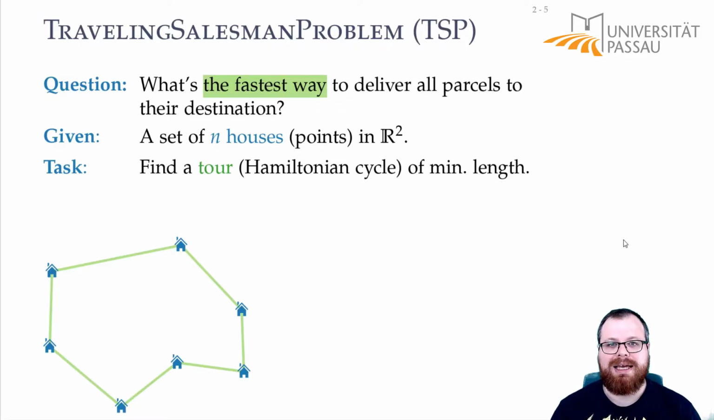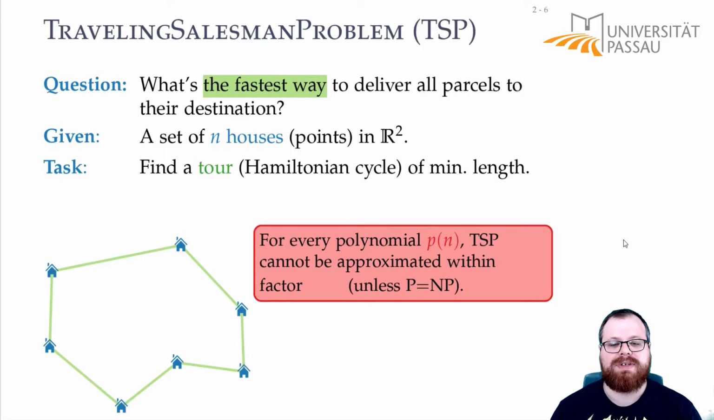If you remember k-center, we were told that if you take any polynomial, then you cannot approximate the k-center problem within a factor of this polynomial. Here it's even worse, because you cannot even approximate it with a factor 2 to the polynomial. So whatever you pick, it can be n to the 100, there is no approximation algorithm that guarantees a factor of 2 to the n to the 100. Unless P equals NP, of course.